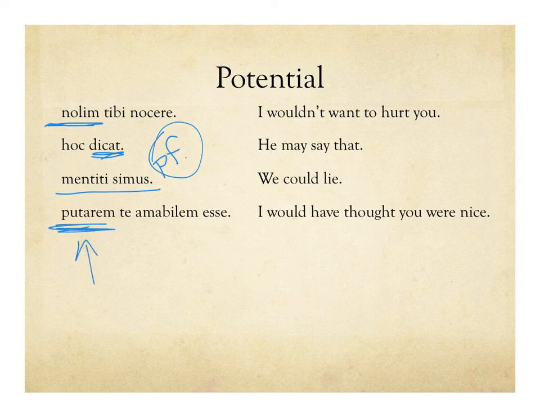So this is something that's definitely indicating something that happened in the past. Putarem te amabilem esse. I would have thought you were nice yesterday, but now I'm not so sure. Putarem. So you can see these are situations where, again, we use words like would, could, may, might, should.